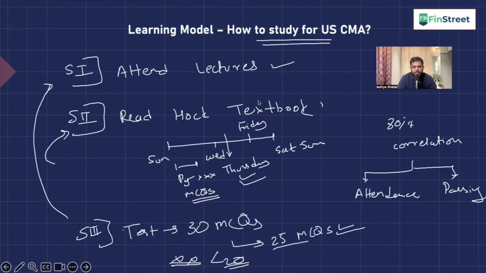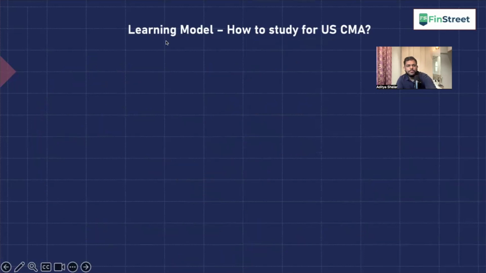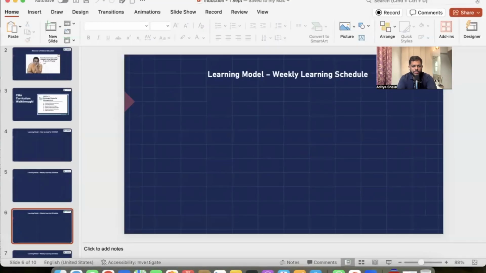Arun asks, hybrid work, where is your class located? Arun, our class is located in Pune, Shivaji Nagar. Feel free to visit. Elaborate on study material. Yes, I'll do that. Is FinStreet providing two LMS? Yes, we have access to two LMS. I'll quickly show you both the LMS as well. After showing the LMS, we'll move on to the weekly schedule.